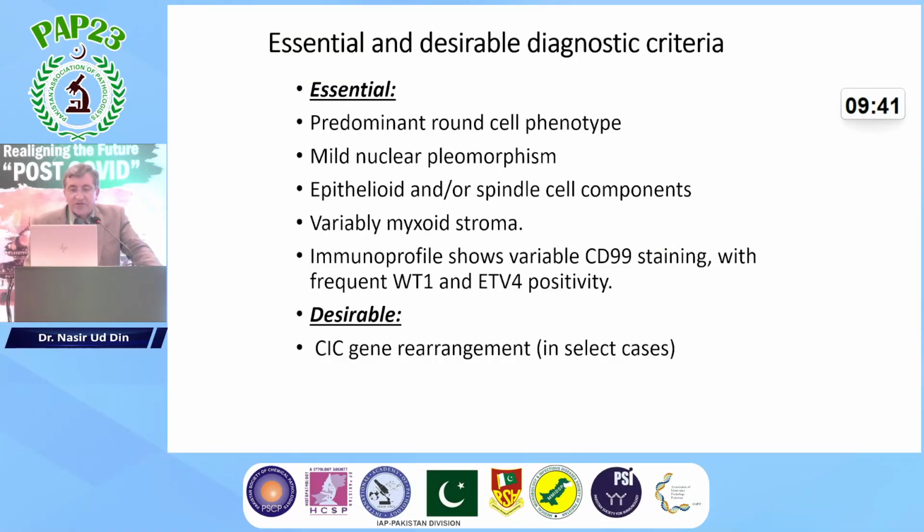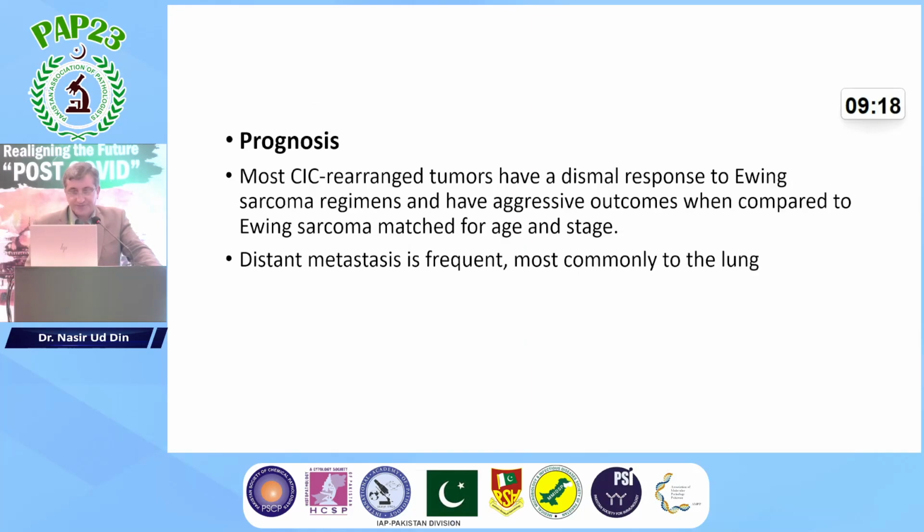Essential and desirable diagnostic criteria: essential are the predominant round cell phenotype, mild nuclear pleomorphism, epithelioid and/or spindle cell components, and variably myxoid stroma. The immunoprofile shows variable CD99 staining with frequent WT1 and ETV4 positivity, and desirable is CIC rearrangement in selected cases. These sarcomas are treated on Ewing sarcoma protocol, but show worse prognosis as compared to Ewing sarcoma, and distant metastasis is frequent, most commonly to the lung.